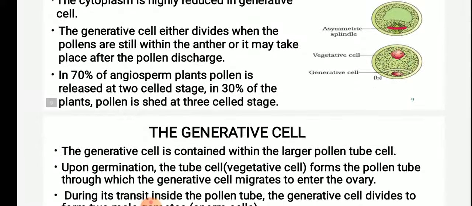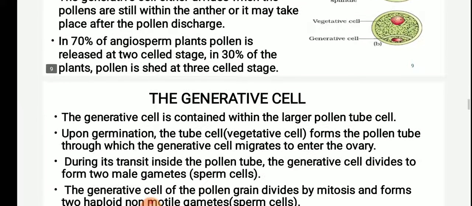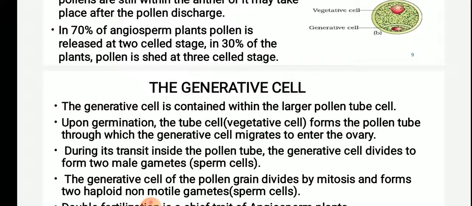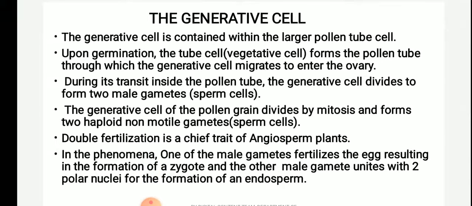In 70% of the angiosperm plants, pollen is released at the 2-cell stage. In 30% of the plants, pollen is shed at the 3-cell stage. The generative cell is contained within the large pollen tube cell.